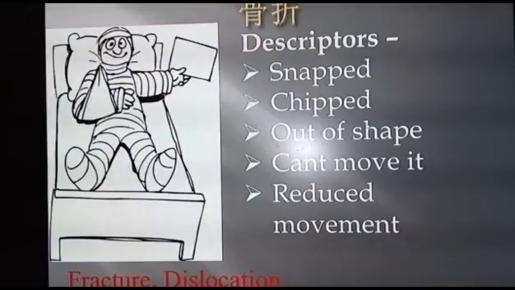But descriptions the patients will use: I've snapped a bone, I have chipped a bone, my arm is out of shape, I can't move it, I have reduced or lack of movement. All these things we're going to look at more in class, because it's very, very common, and we need to look at that in more detail.